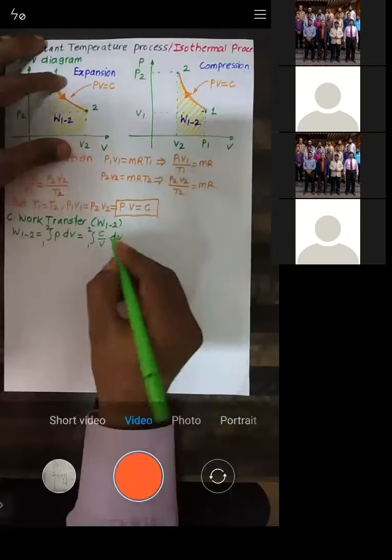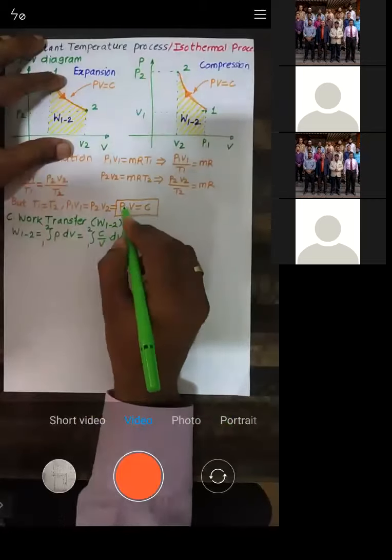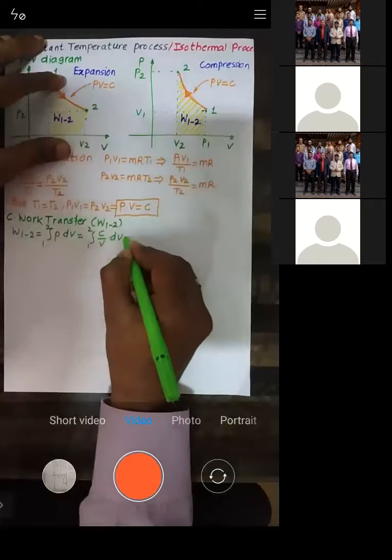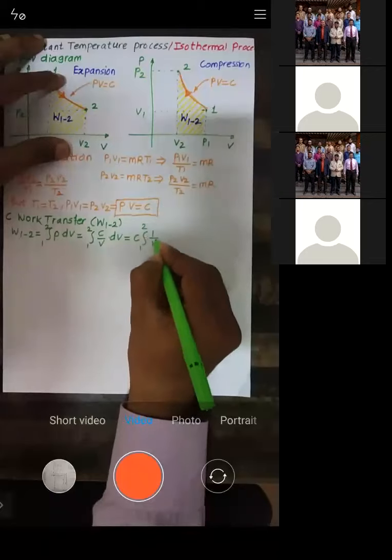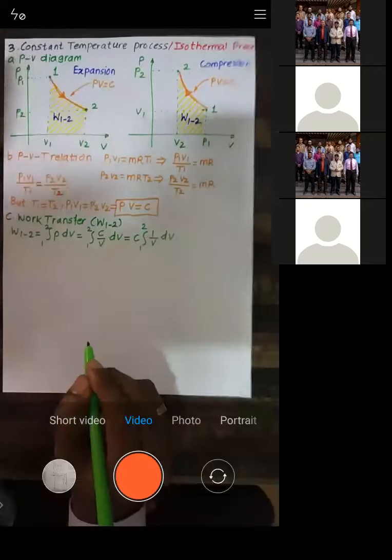Now you can check, C is a constant value, because the product of pressure and volume is constant. So I will take it out. So C times the integration from 1 to 2 of 1 by V dV. So this is what we got.